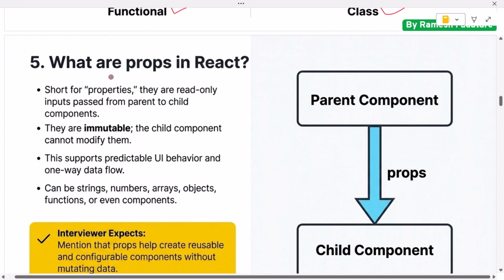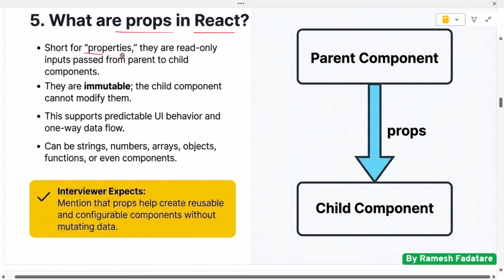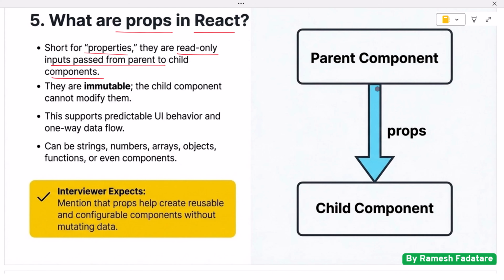Next question, what are props in React? Props, short for properties, are read-only inputs passed from parent to child components. They allow data flow and UI customization. Props are immutable, meaning the receiving component cannot modify them. This supports predictable UI behavior and one-way data flow.